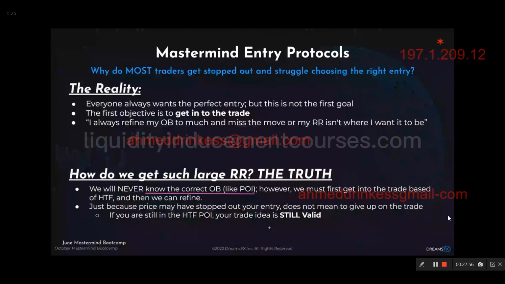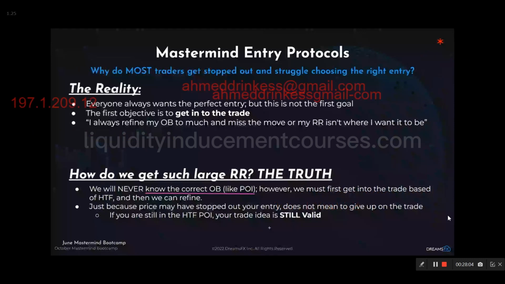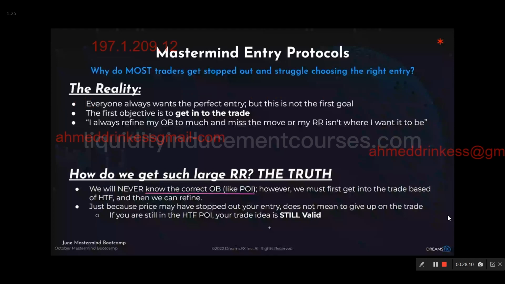The only order block you can ever know with the highest degree of accuracy is the largest one. That's the only one you will know. So with that being said, we must first get into the trade based on the largest order block, and then we can refine it afterwards. Just because price may have stopped you out of your entry does not mean to give up on the trade.